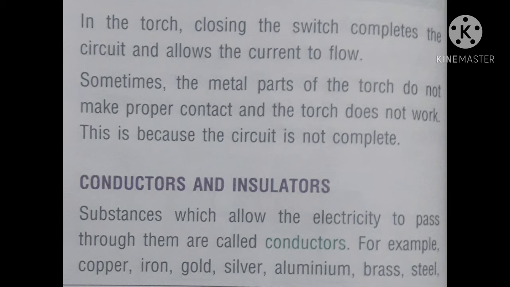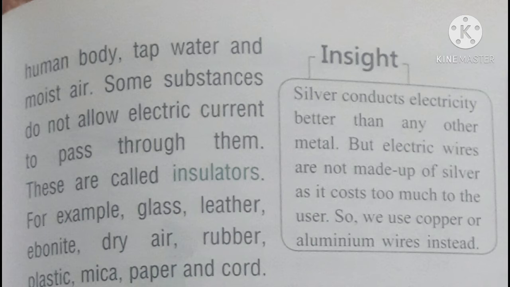Now the next topic is conductors and insulators. Children, these topics are not new for you, you know. Conductors means substances which allow electricity to pass through them. They are called conductors. For example, copper, iron, gold, silver, aluminium, brass, steel, and human body, tap water, and moist air. Some substances don't allow electric current to pass through them, and these are called insulators.